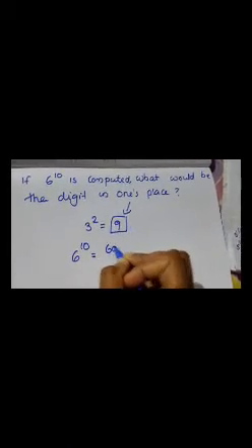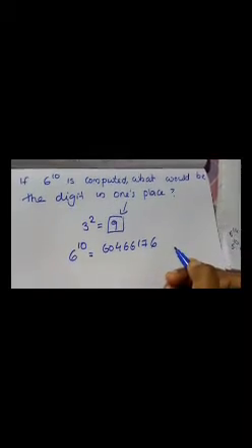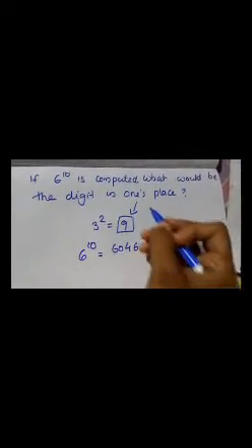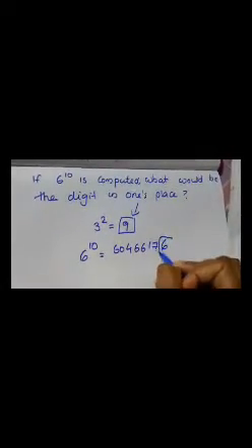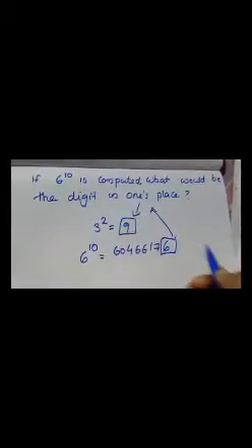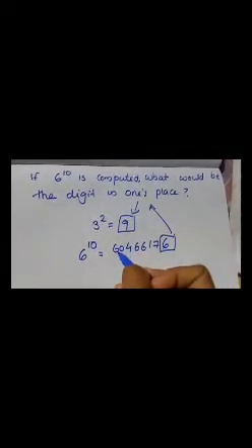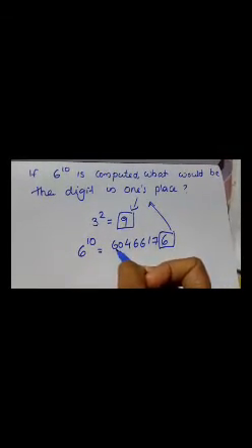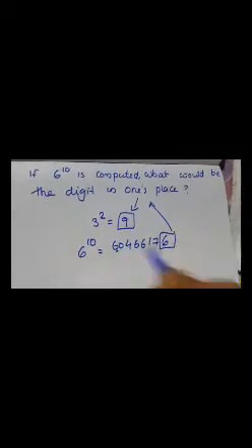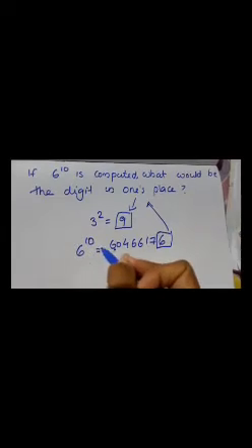It is this number. Okay. Then what is in ones place here? 6. 6 is the digit in ones place. Look, is the first digit also 6? Okay, the first and last digit are the same for 6 raised to 10.